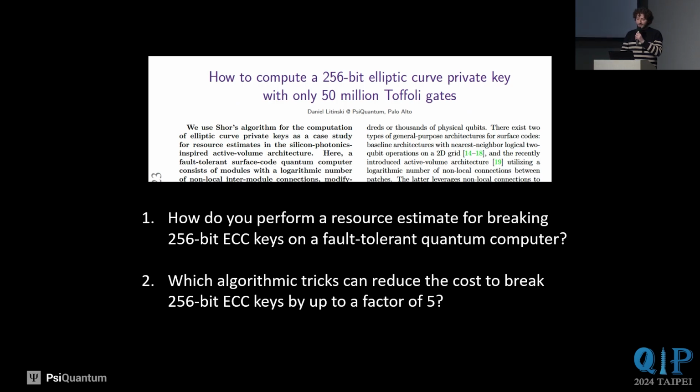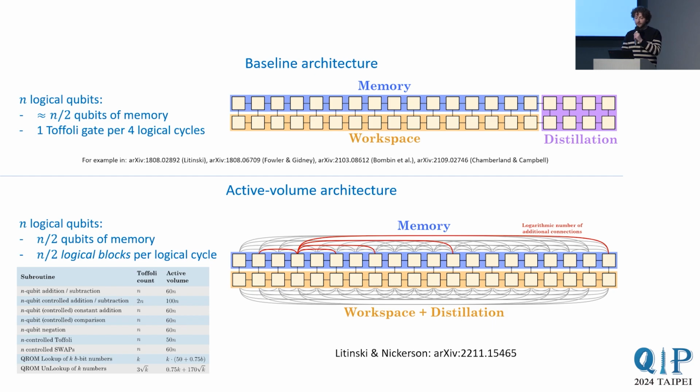Now, there are two things that you can expect to see in this talk. We'll first look at how to perform a resource estimate for breaking 256-bit elliptic curve keys on a fault-tolerant quantum computer. And towards the end, I'll show you a few simple algorithmic tricks that can reduce the Toffoli count for breaking elliptic curve keys by up to a factor of 5. Let's first talk about resource estimates.